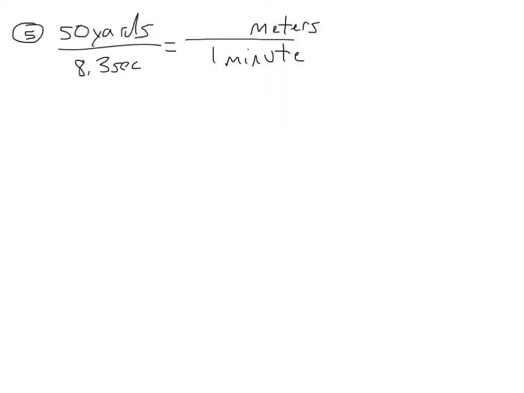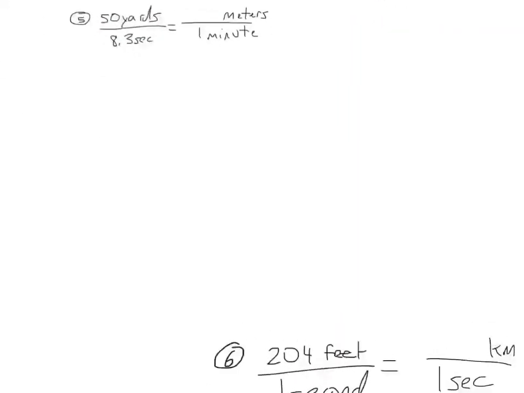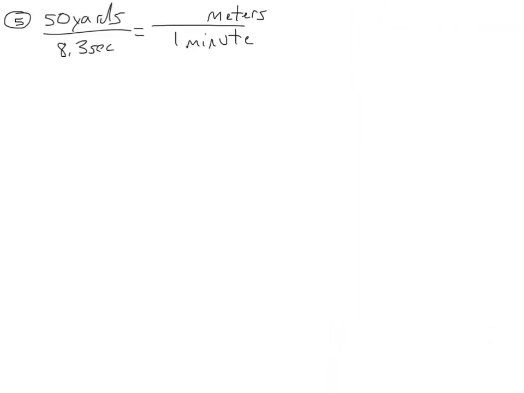All right, so those shouldn't be too bad, but what we also need to do is learn how to convert not just single measures, like 13 miles, but actually convert rates. So we have a rate of 50 yards per 8.3 seconds. Maybe it's a football player. He can run 50 yards in 8.3 seconds, all right? But I want to know what that is in meters per minute.